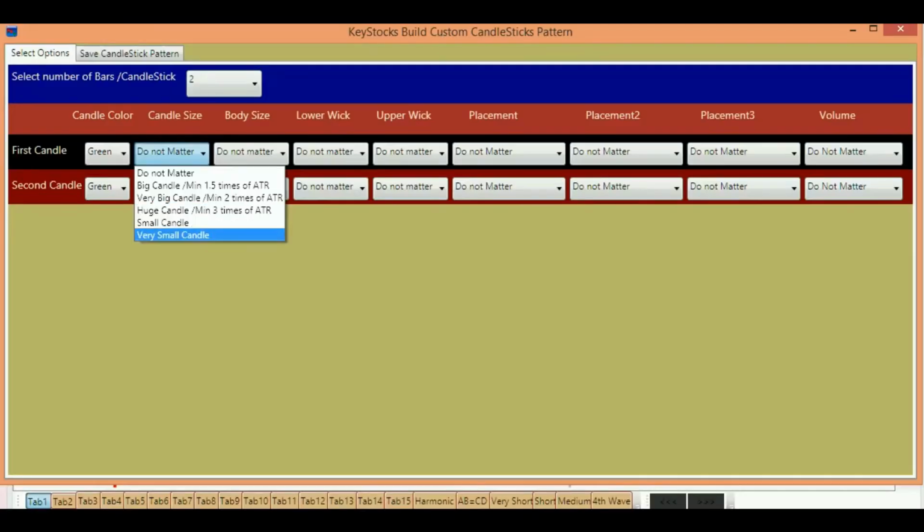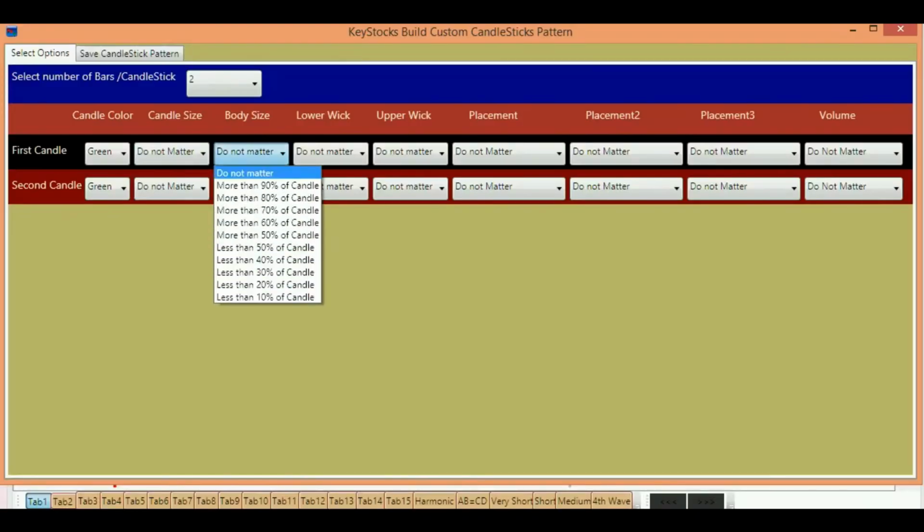Second option is candle size. Here size means range, or high minus low. Third option is body size, which means the difference of open and close. In some patterns we may need to set a few candles with small body size, like in the case of the hammer pattern, and big body size is required in engulfing kind of patterns.